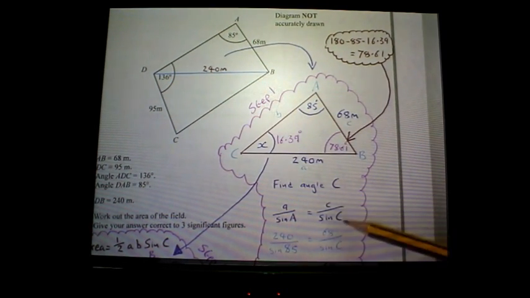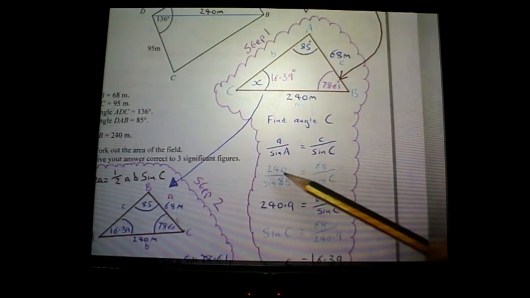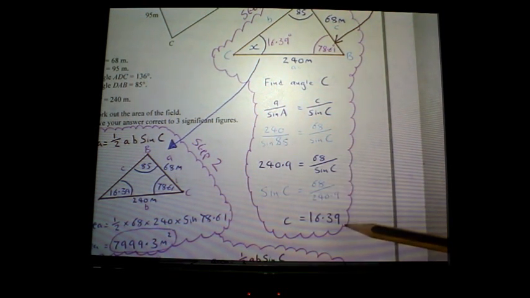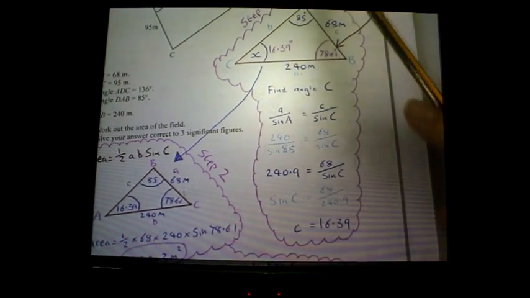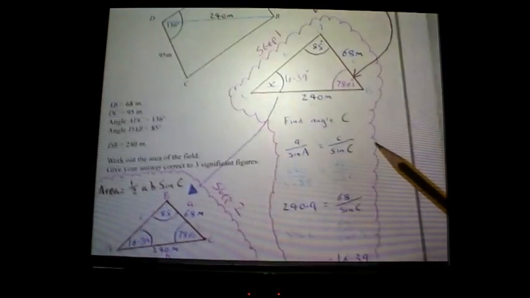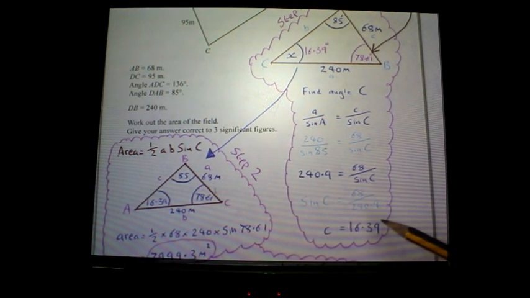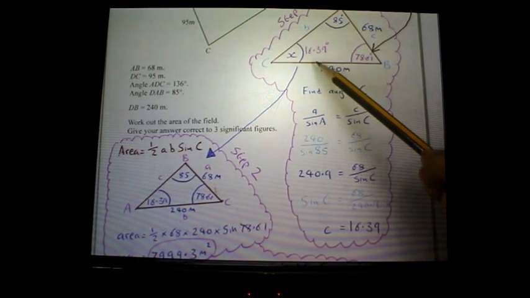So here's my workings. Just follow it down. That's that over that. So I've calculated that to be that, and done a little bit of rearranging, and you get C is to be 16.39. So I've written that on the angle, 16.39. Yes, there we go. Right, so I've got that angle.